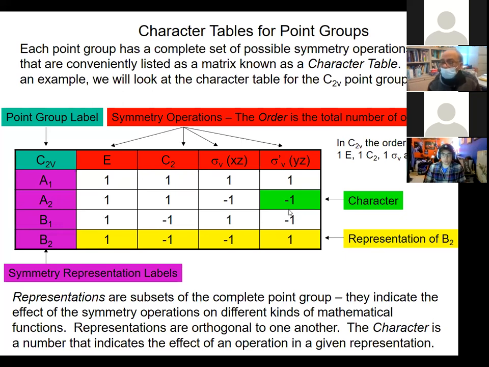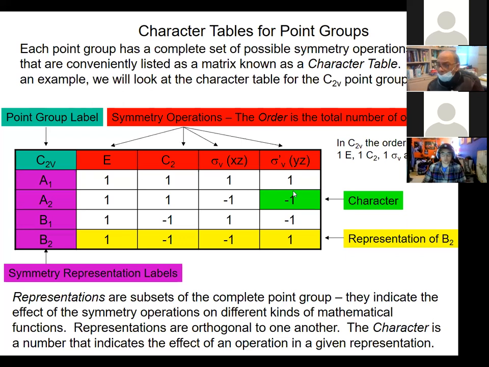One of the important aspects of this is all these symmetry representations are orthogonal to each other, which means, for example, let's say A1 and A2. All right, so pay attention here. For the E, it is 1 and 1. So 1 times 1 is 1. For C2, 1 times 1 is 1. But sigma V, it is -1, and sigma V prime is also -1.